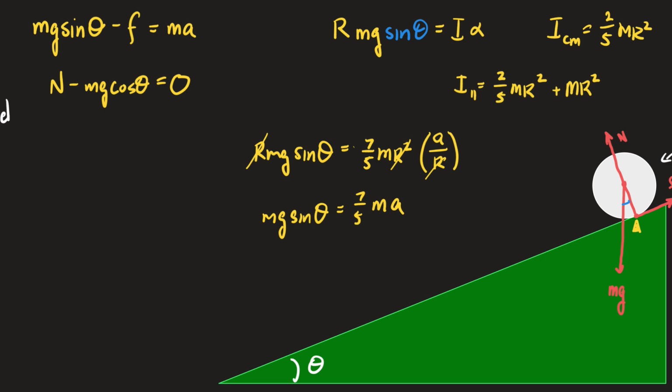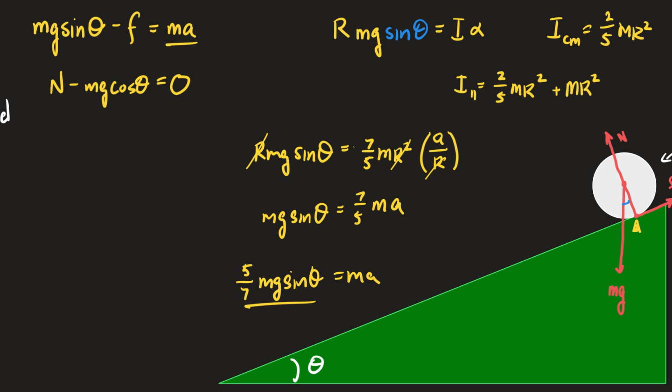First, I'm going to notice I have that 7/5 ma there. Do you guys see it? So one of the first things I would do is write this as 5/7 mg sine theta equals ma. By doing that, this can be substituted in for ma. I think that's probably the fastest way to do this substitution. I know you could solve for a, but I think it's better to solve for ma. Do you guys see that okay?